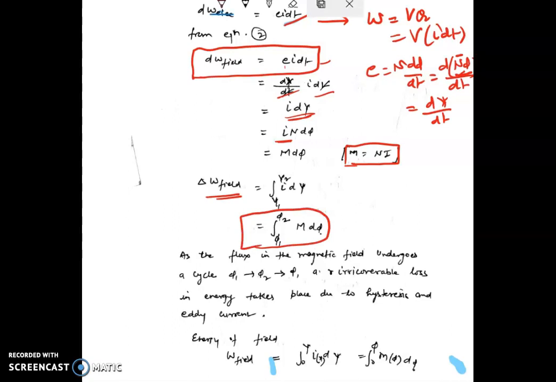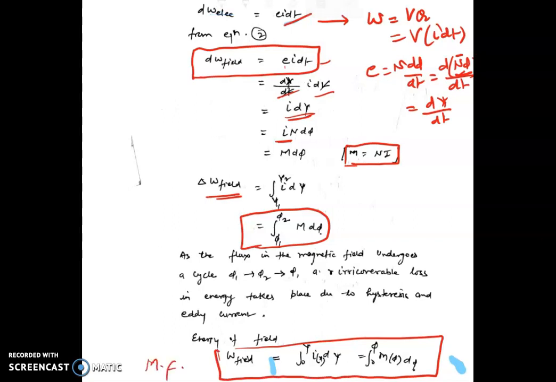Okay, this is the energy equation, or the energy of a magnetic field. W field is the magnetic field energy. Electrical energy is this, E I dt. So this was the expression for electrical energy and magnetic energy. In the next lecture, we will discuss other forms of energy in electrical and magnetic circuits.